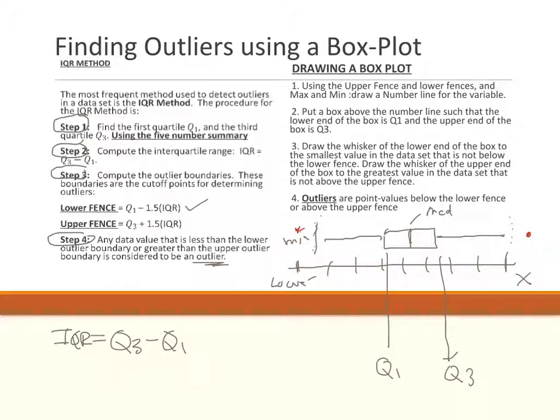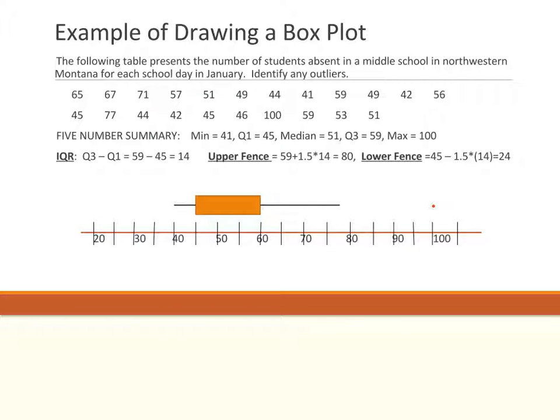So now we're going to show you an actual example. The following table presents the number of students absent in a middle school in northwestern Montana for each school day in January. Identify any outliers. So here's our data set, and then we have a 5-number summary, which we got from our calculator.